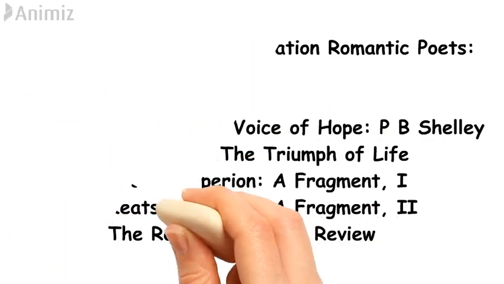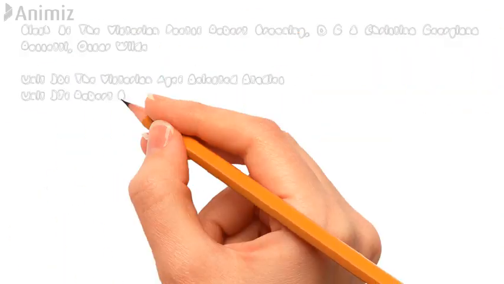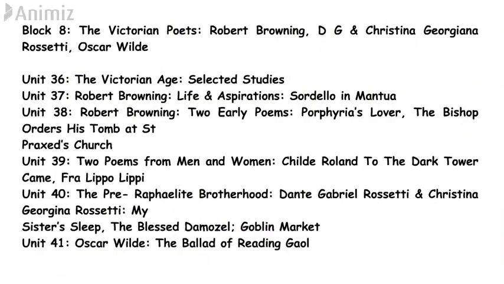So now we come to block 8 where we see the Victorian poets like Robert Browning, D.G. and Christina Georgiana Rossetti and Oscar Wilde. So from here the uncertainty level is a little bit higher, but still I would like to make things a little bit easier for you. Like the unit 39 that you can see is Fra Lippo Lippi, you have to cover it. It's a little bit important compared to others.